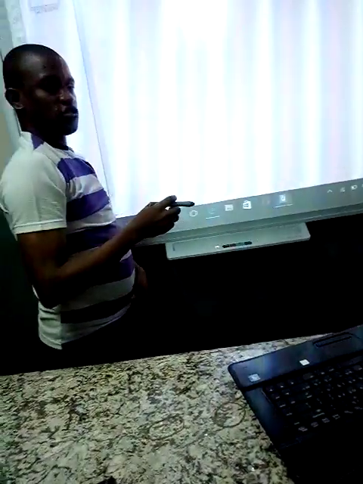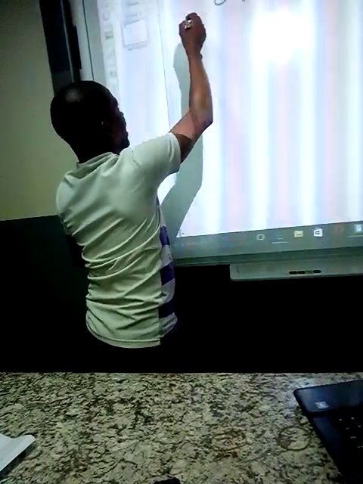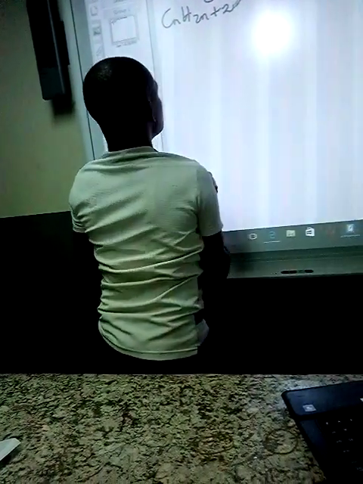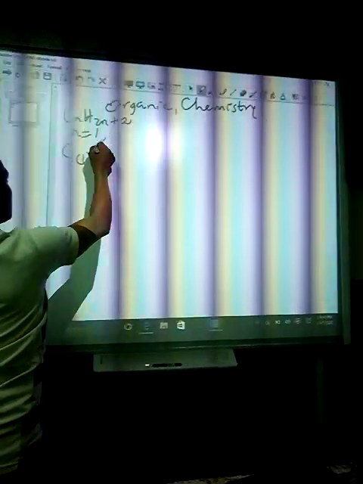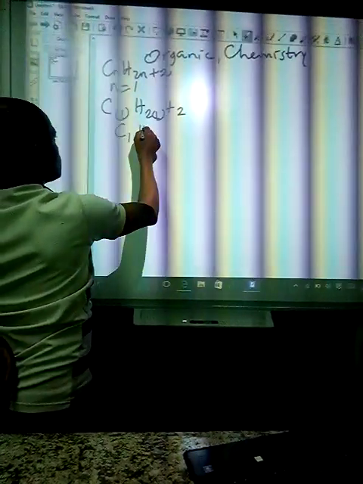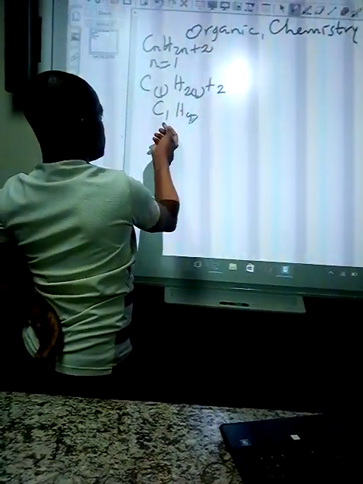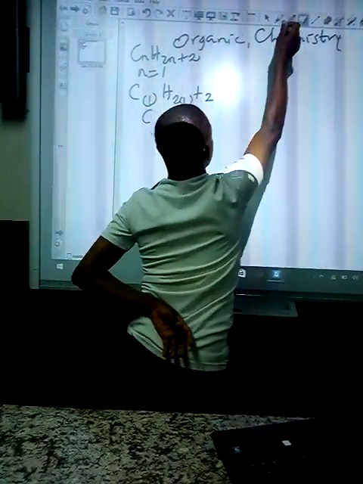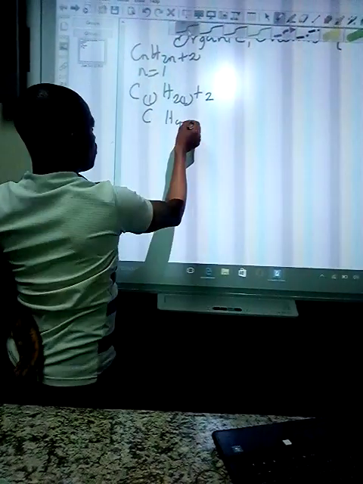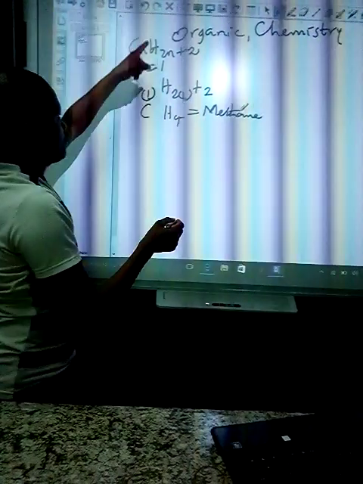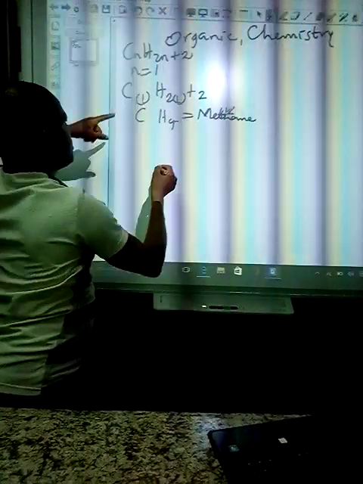That is the means of continuation. For alkanes, the formula is CnH2n+2. When n equals 1, we have C1, H(2×1+2), so we have CH4. This is called methane. You can continue to change the value.